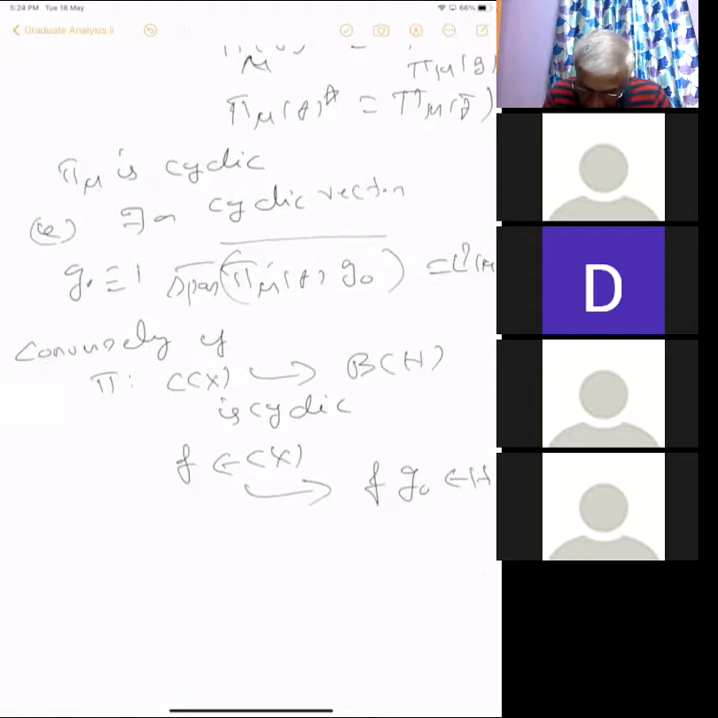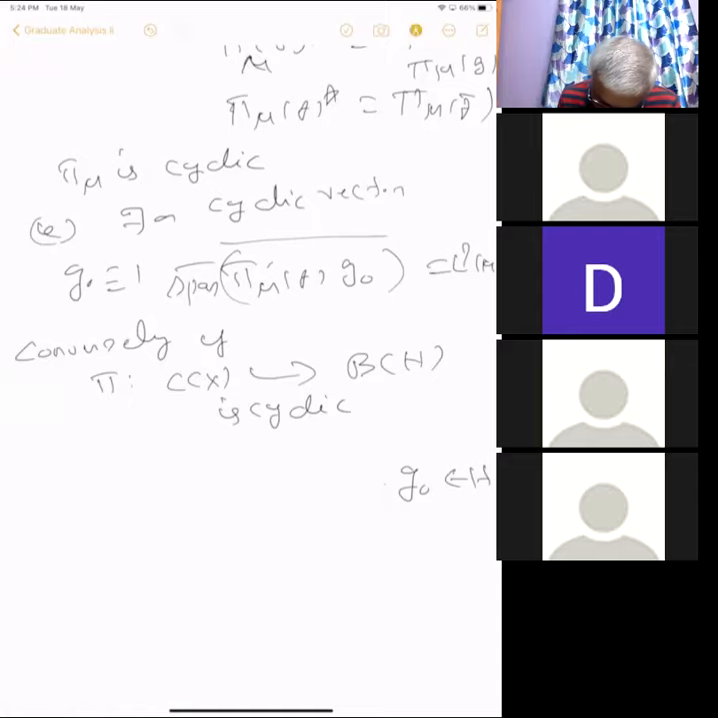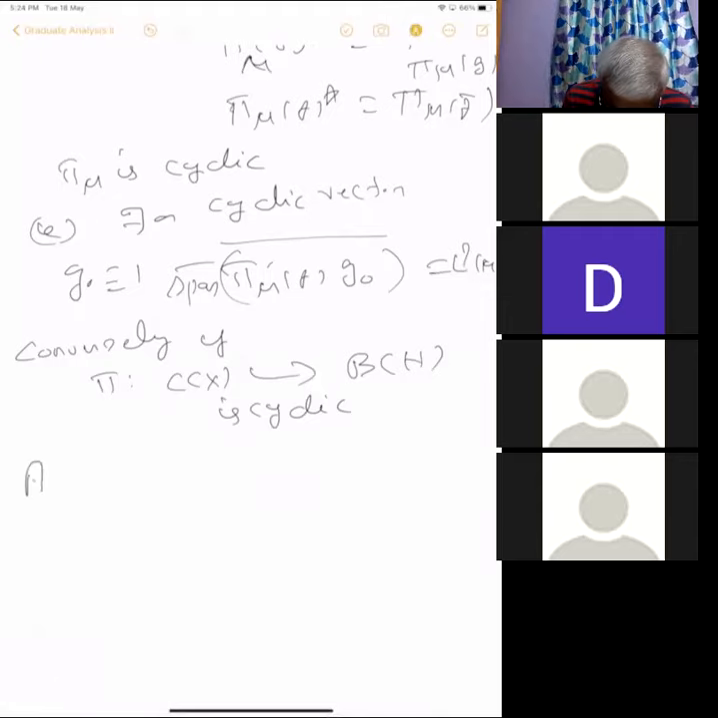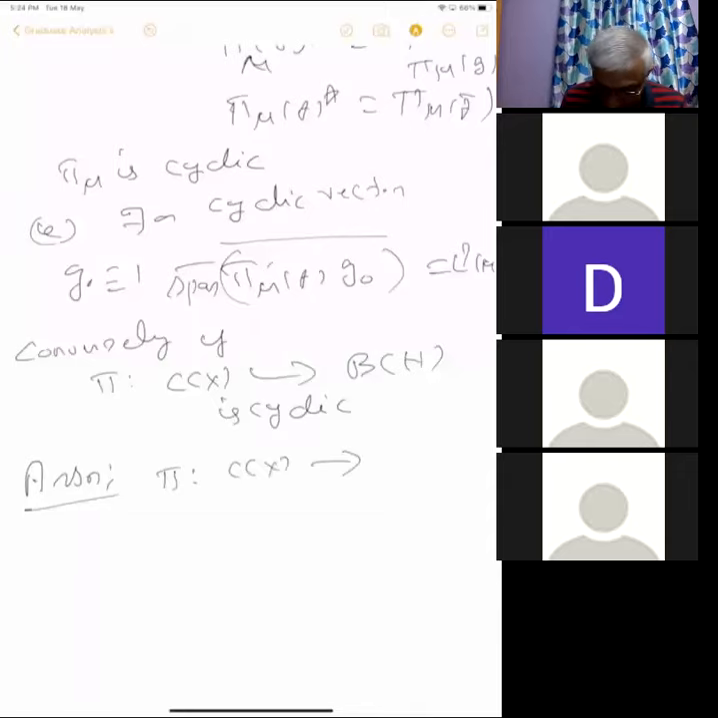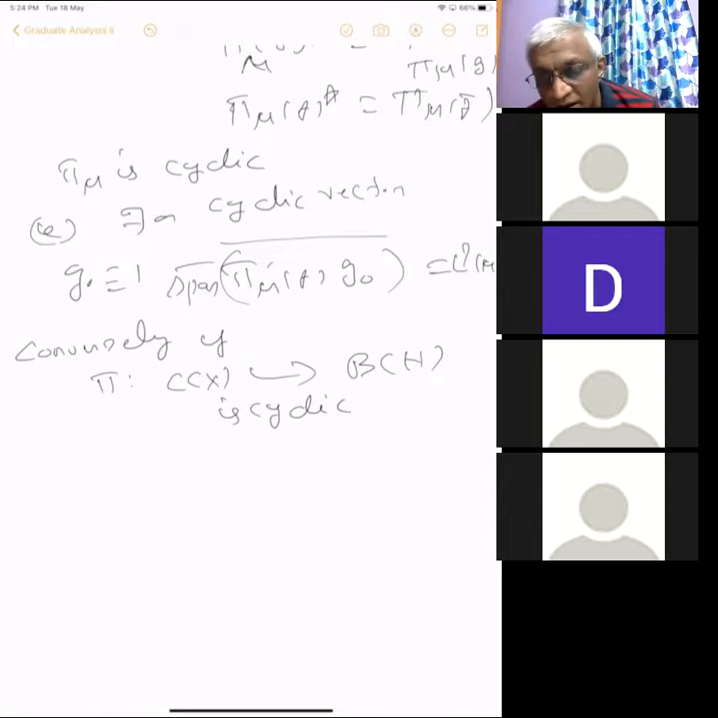Well, I don't want to go through this. You can check this. This is the assignment. You think about it; if you don't get it, we will discuss it. That is, pi from C(X) to B(H) is cyclic, but this will force it. Actually there is no assignment, because we have already proved that this looks like pi_mu for some mu. Then we know how it sits inside and that it is dense there. But this is true in general for any separable C-star algebra.